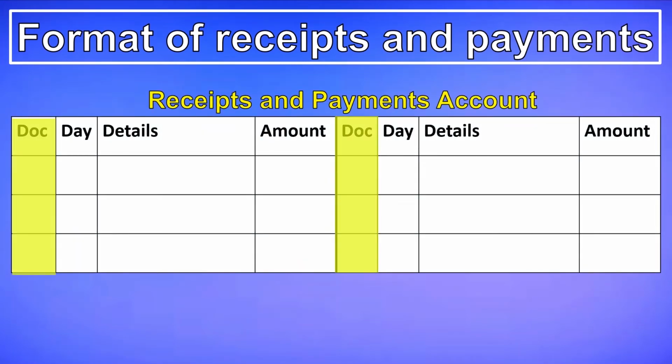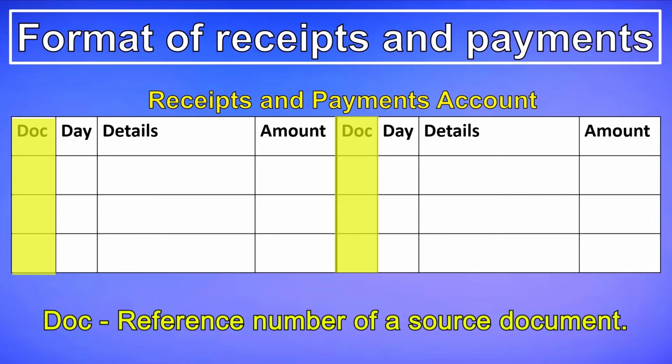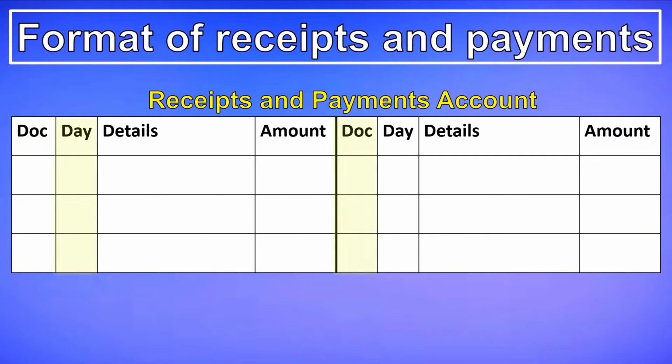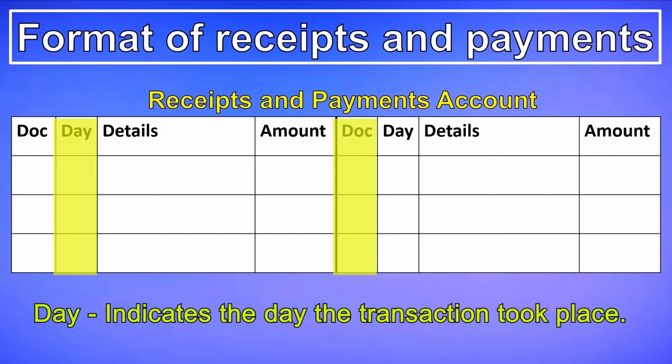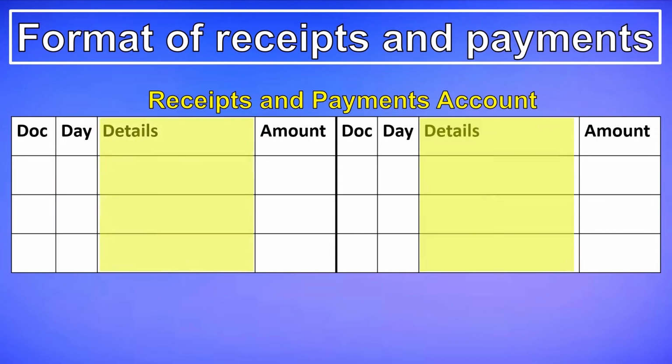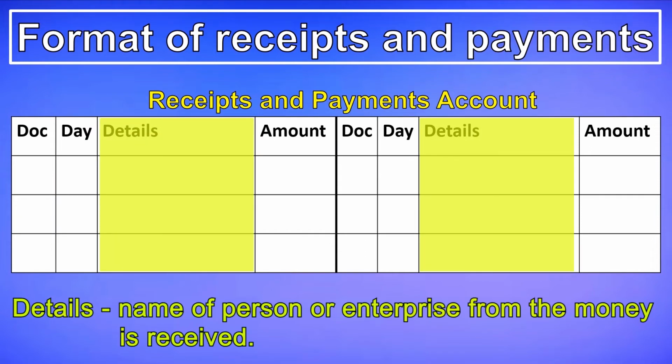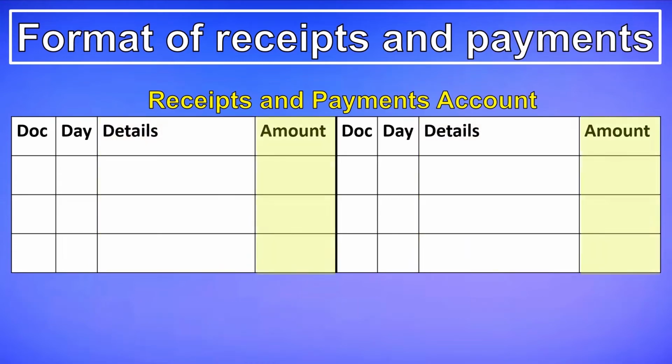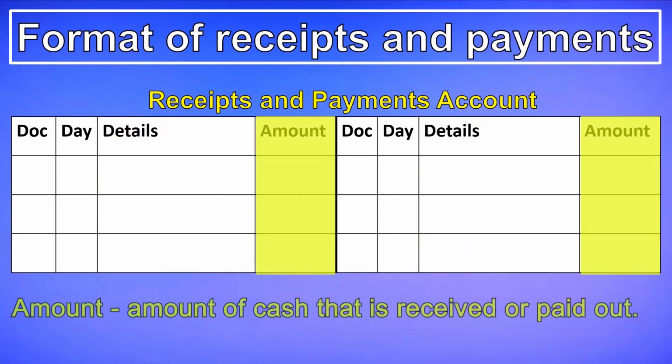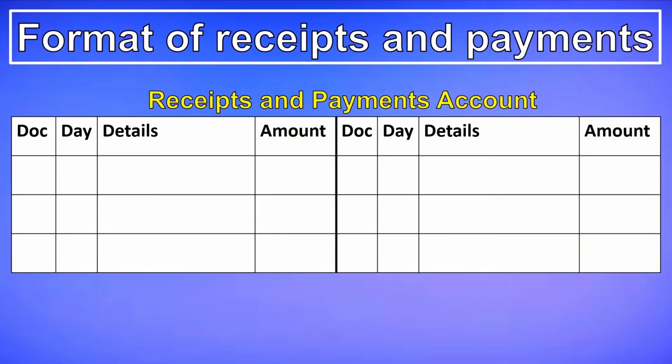Doc, for document. This is the reference number of a source document. Day. The day of the month on which the transaction was made. Details. The details of the person or enterprise from which the money is received. Amount. The amount of cash that is received or paid out.